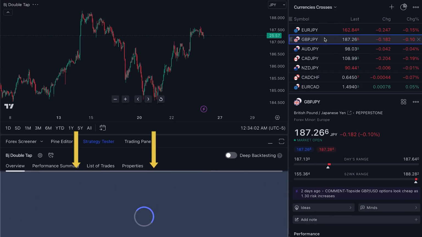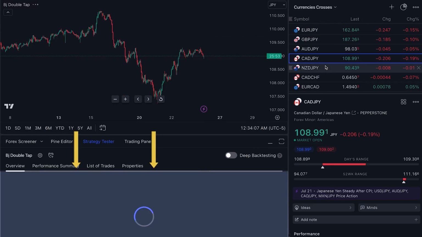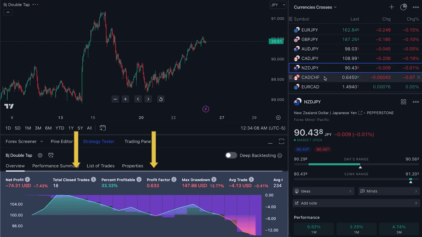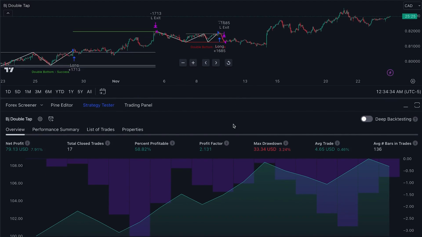When using this indicator, you'll notice that it does not perform well on every asset. So you first want to go through a number of assets to find one that shows good performance. An indication of good performance is typically a higher net profit and low drawdown. It's also good to see a profit factor above 1.2.